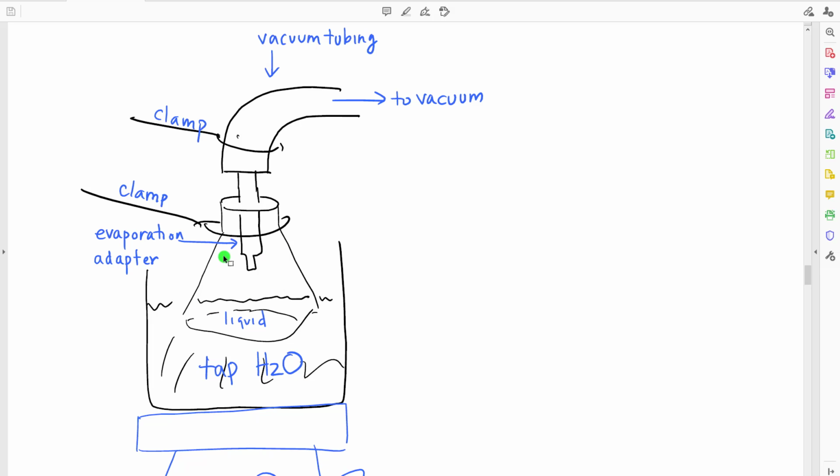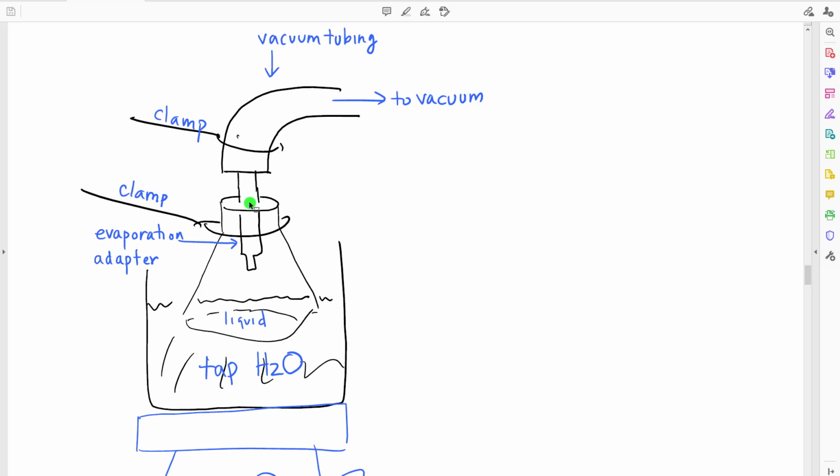In theory, we could just leave this open, and over time, all of the liquid would evaporate. This, however, would be very inefficient time-wise, since it might take hours or even days for all of the liquid solvent to evaporate. So we're going to help it. We're going to help it by setting up a tube that is connected to vacuum, which draws vapor in.